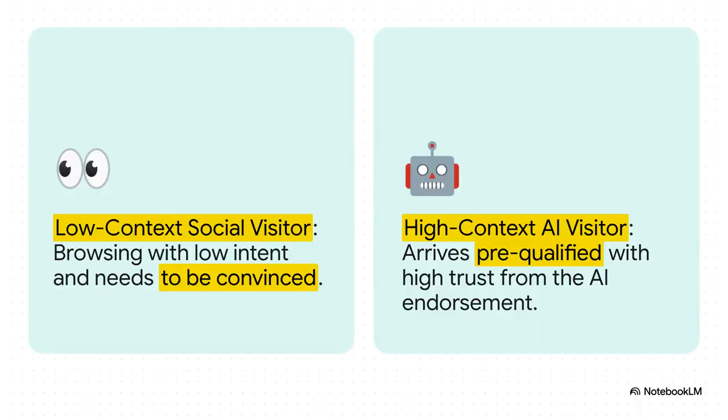And this is why this traffic is so incredibly valuable. You see, a visitor from social media is just scrolling, they have low intent. But a visitor from an AI, they arrive pre-qualified. The AI has already understood their problem and has basically endorsed you as the solution. So they land on your page with super high intent and a level of trust that you can't get anywhere else. They're ready to go.